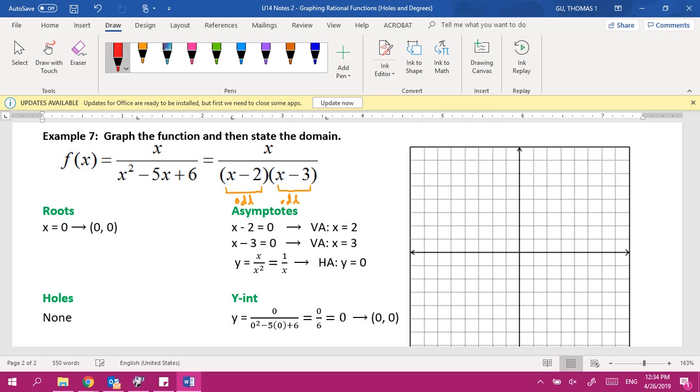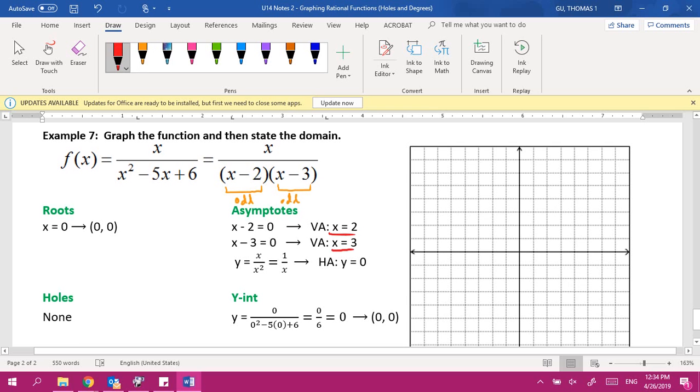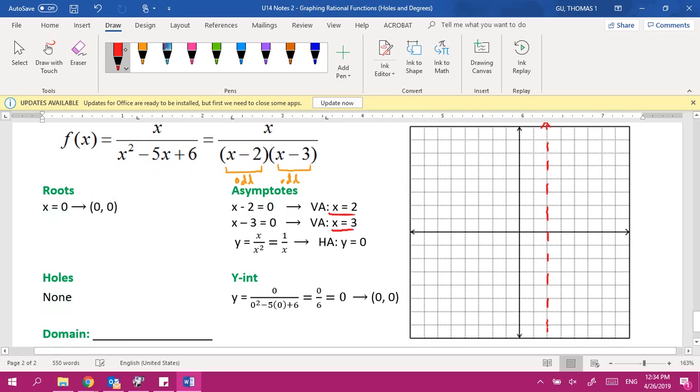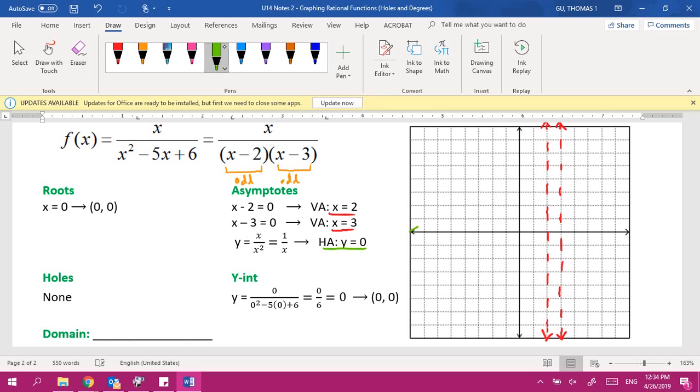All right, so let's graph the vertical asymptotes. x equals 2, and x equals 3. And the horizontal asymptote is y equals 0. What is the point that they give us? (0, 0). That's the only point because that happens to be the root and the y-intercept.